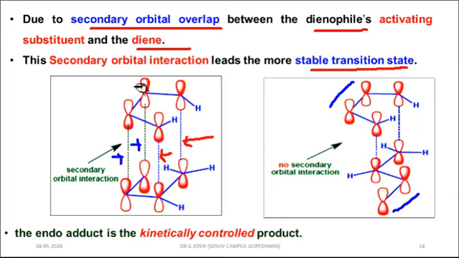Thus, since the secondary orbital interaction makes the Diels-Alder reaction faster, we can say that the endo product is the kinetic control product, whereas the exo product, which is thermally more stable, is known as the thermodynamic control product.